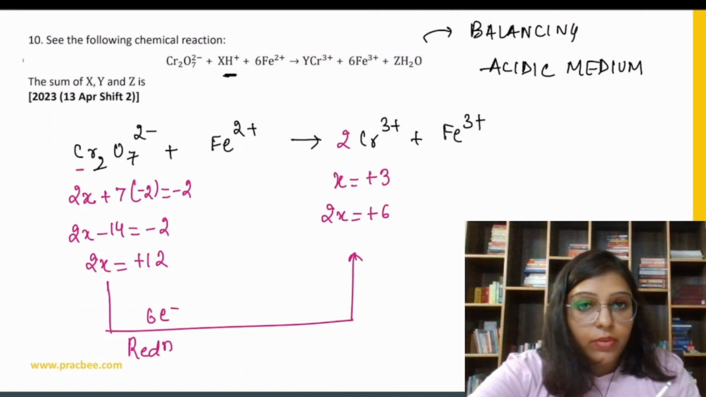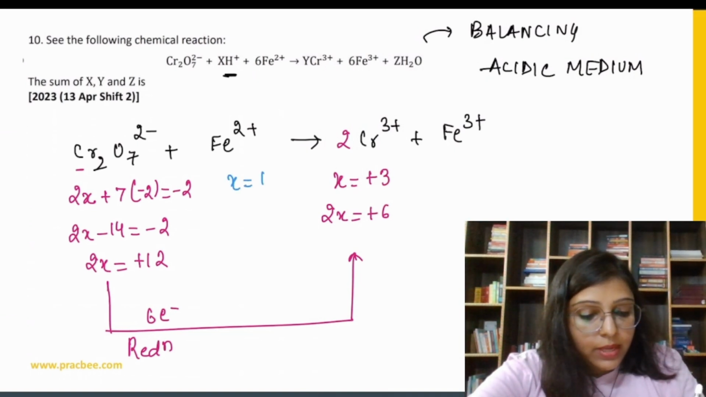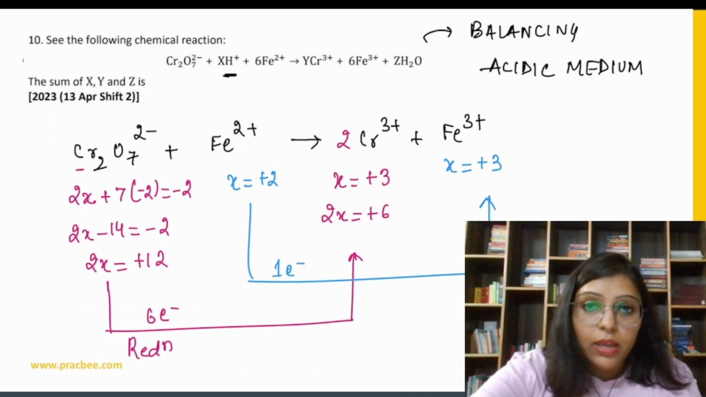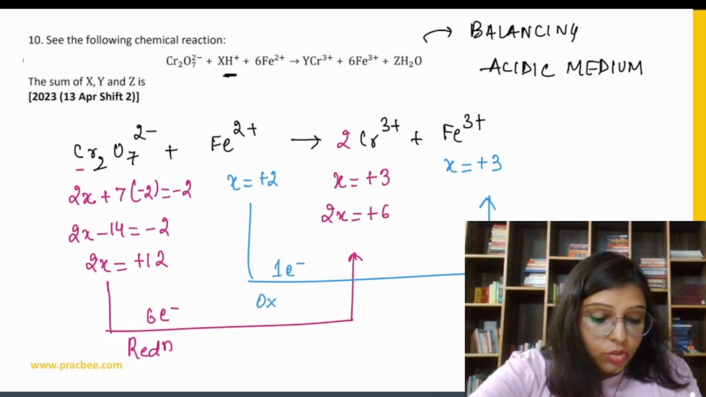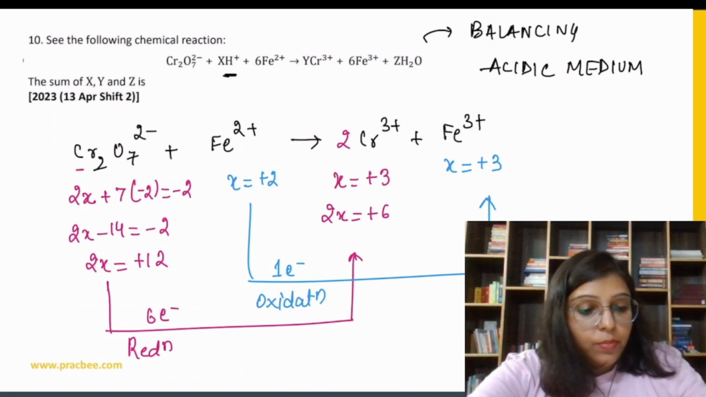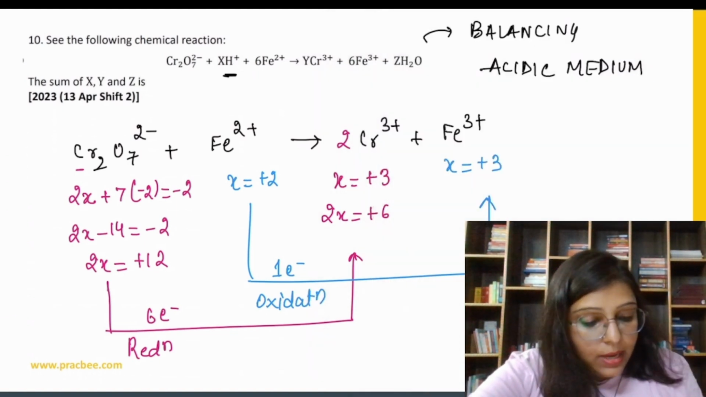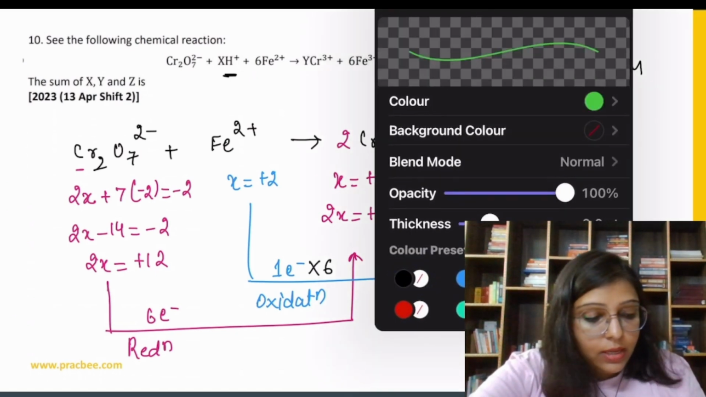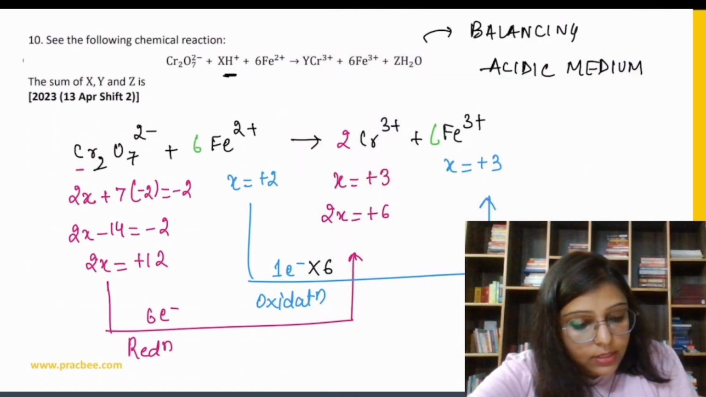Similarly, we have to find for Fe2 plus and Fe3 plus. So Fe2 plus is +2, and here Fe3 plus is +3 oxidation state. So here there is a change of 1 electron. Okay, and it is the oxidation process. Now the next step is to balance the electrons. Let's balance the electrons. Multiply this by 6. So if I multiply this by 6, here we write 6, here we write 6.